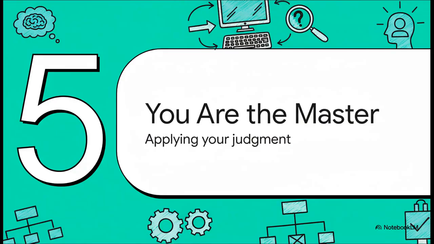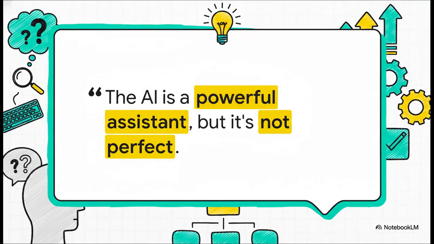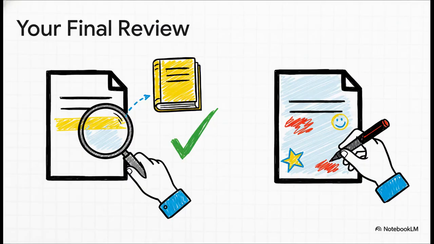So, we've gone over the tools, we've gone over the techniques, but we've saved the most important step for last. This is what really separates a casual user from a master: using your own judgment. You have to remember this. The AI is an amazing assistant, maybe the best assistant you'll ever have. But it's just that, an assistant. It's not perfect. At the end of the day, you are the one in charge. You're the boss.